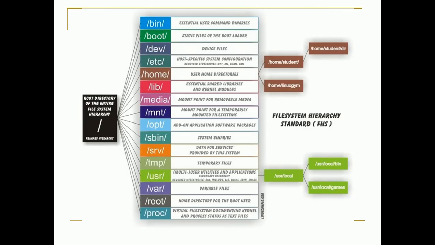So from this diagram we will come to know the directory structure or the file system structure of the Linux operating system. So root, this is the root directory, which itself contains different subdirectories like bin, boot, dev, etc, home, lib, media, mnt, opt, sbin, srv, tmp, usr, var, root and proc.